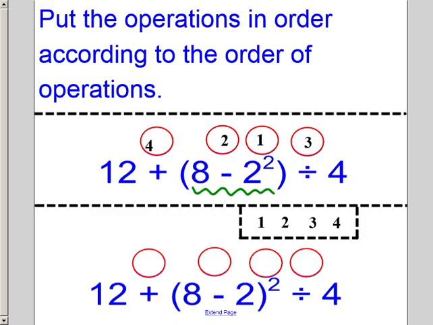Now, on the second example, it's very similar. I still have a grouping symbol, but notice this time within my grouping symbols, I only have the 8 minus 2. So the 8 minus 2 would actually come first. And when I get the answer to that, which is 6, then I would do the exponent because after the grouping symbols are done, then I do the exponents. And so it would be 6 to the second power. Then my last two steps are still going to be the same. Then I would have to divide and finally finish up with this addition.